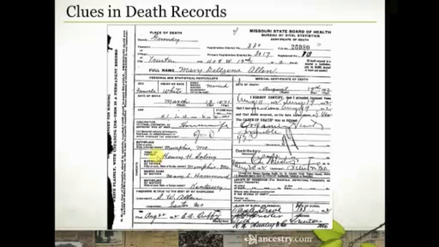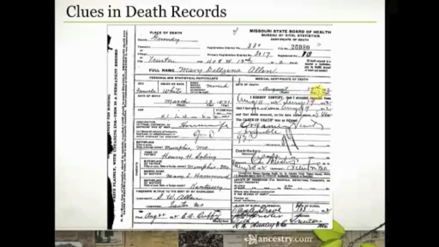Then we have information about her parents. And I love this because not only does it give us her father's name, Henry H. Saling, which then gives us her maiden name, it also gives us his birthplace, also Memphis, Missouri. And then it gives her mother's maiden name, Mary L. Hammond, born in Kentucky. So this parental information, when it occurs and when it's been completed, is just a treasure of information.